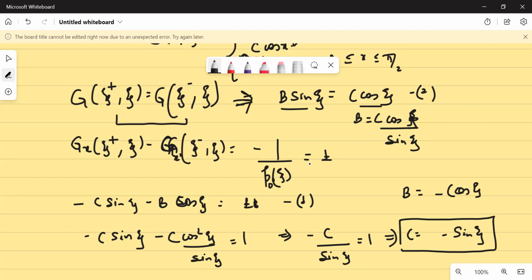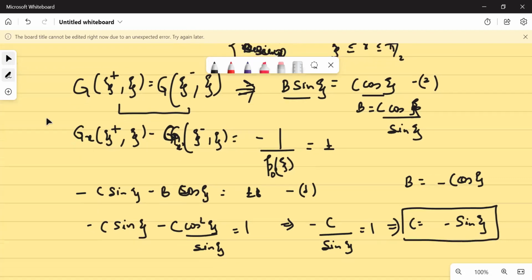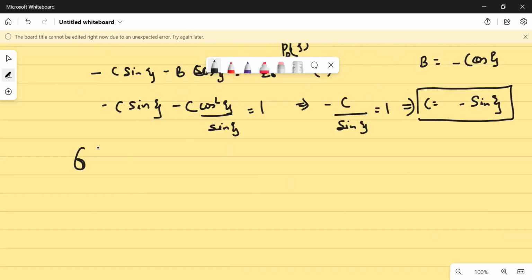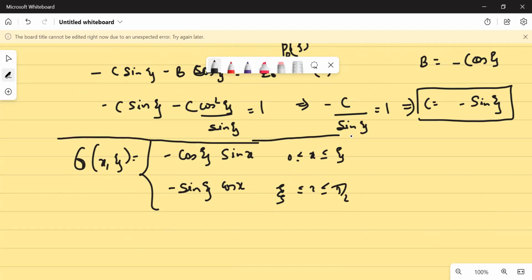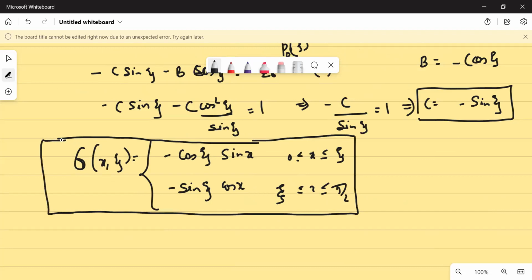If I'm not wrong anywhere, this is fine. And overall, I would write that my g(x, zeta), that is my Green's function to the boundary value problem, I have constructed as minus cosine zeta sine x for all x lying between zeta and 0. And for all x lying between zeta and pi by 2, this is, I think, minus sine zeta and then you have this cosine of x. Is that clear? So this is your Green's function. So this is what we have constructed, our Green's function. Is that clear to you?